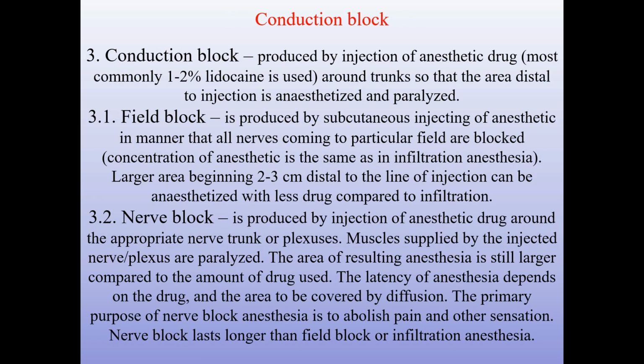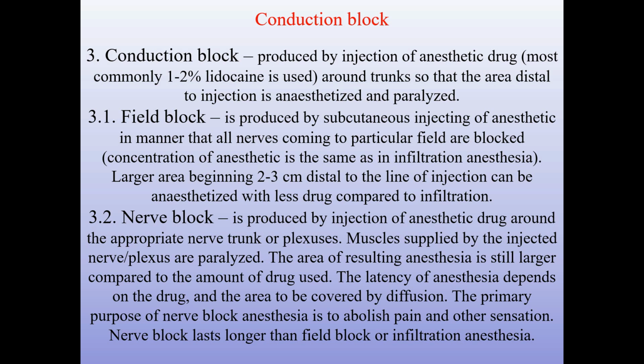Next one is conduction block. It is produced by injection of anesthetic drug, most commonly 1-2% lidocaine is used, around trunks so that the area distal to injection is anesthetized and paralyzed. It is subdivided into field block. It is produced by subcutaneous injection of anesthetic in a manner that all nerves coming to a particular field are blocked. Concentration of anesthetic is the same as in infiltration anesthesia. A larger area beginning 2-3 cm distal to the line of injection can be anesthetized with less drug compared to infiltration.